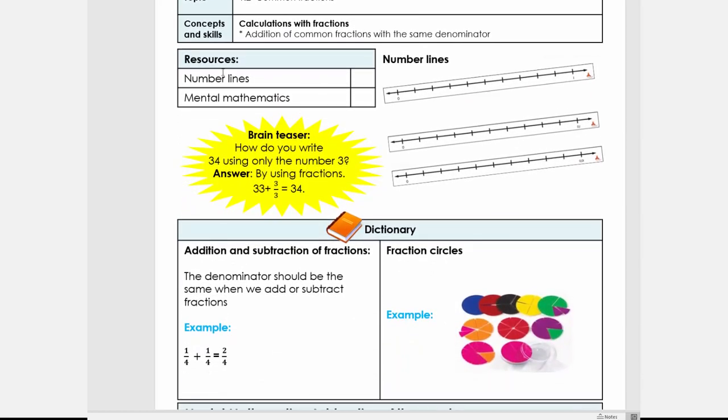You can pause here. You're going to look at the resources, and we're going to use number lines in this lesson. Then the dictionary is to familiarize yourself with some words as parent and as teacher.